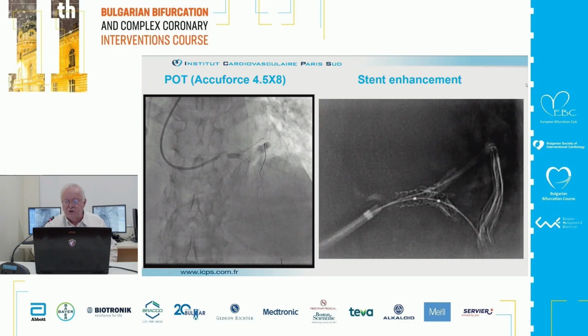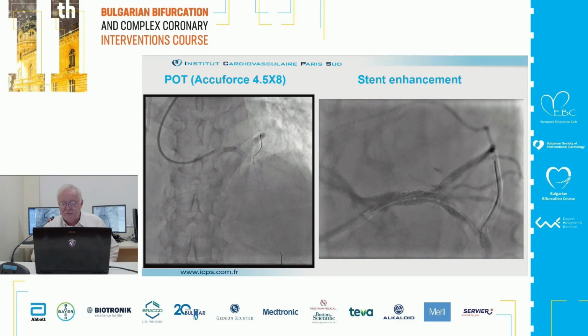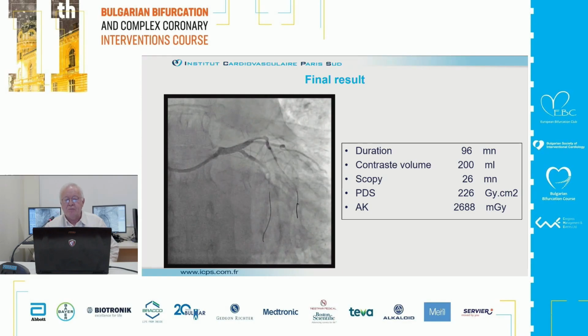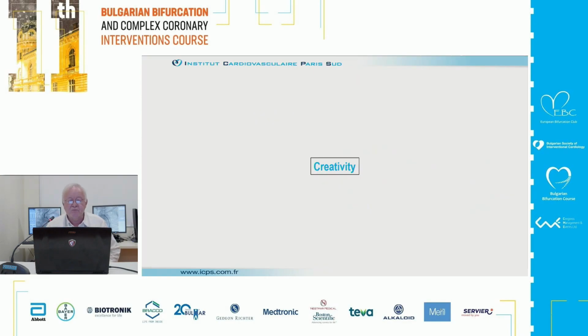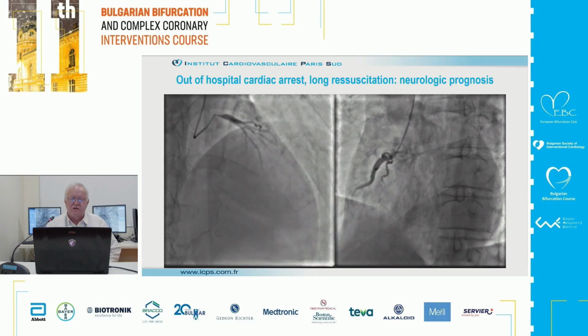Distally it is small, a bit bigger proximal to the diagonal, and big in the left main. Final result. A bit of creativity is sometimes necessary.